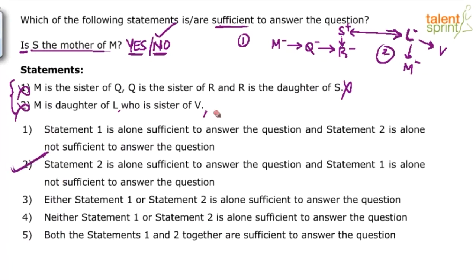Yeah. Statement 2 alone is sufficient. Why is statement 2 alone sufficient? Okay, I was looking at S not being available, but the point is, let us forget about the connection now. From statement 2, we know that L is the mother of M. So is S the mother of M? No, because L is the mother of M. So I think statement 2 alone is sufficient. Good. So answer should be option 2.